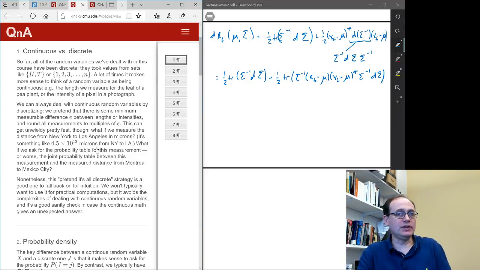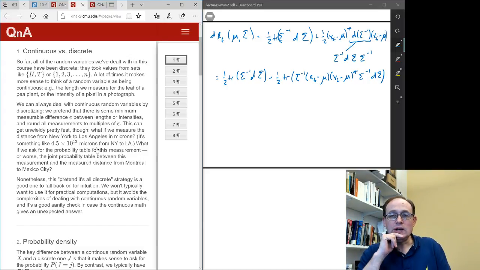A good example of a continuous random variable is we take a measurement of the distance from New York to LA and report it back, right? And in theory, our measurement could be any real number. I mean, some of them are more likely than others. We're not very likely to measure 1 inch as the distance from New York to LA, but in theory, it could be any real number.